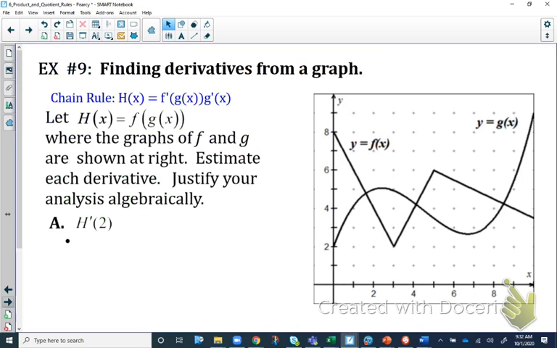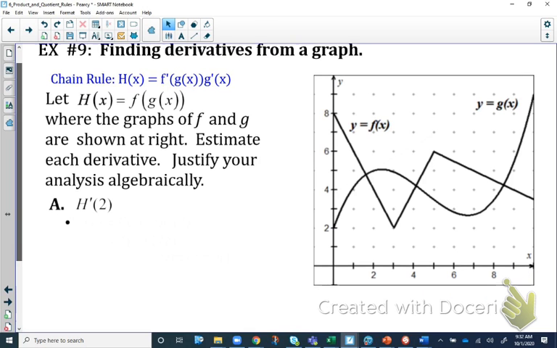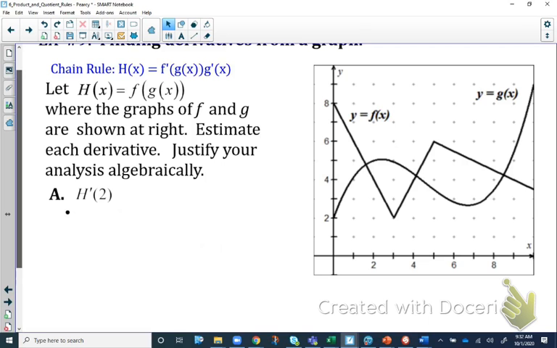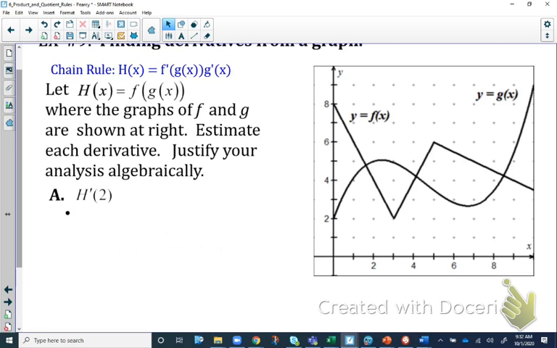So the last thing that we're going to be looking at here is, can we do the same basic thing from a graph instead of symbolically like we did on the last set of examples. So they're giving us this graph of these two functions, f and g, and it's saying that function h is a composition of f of g of x.